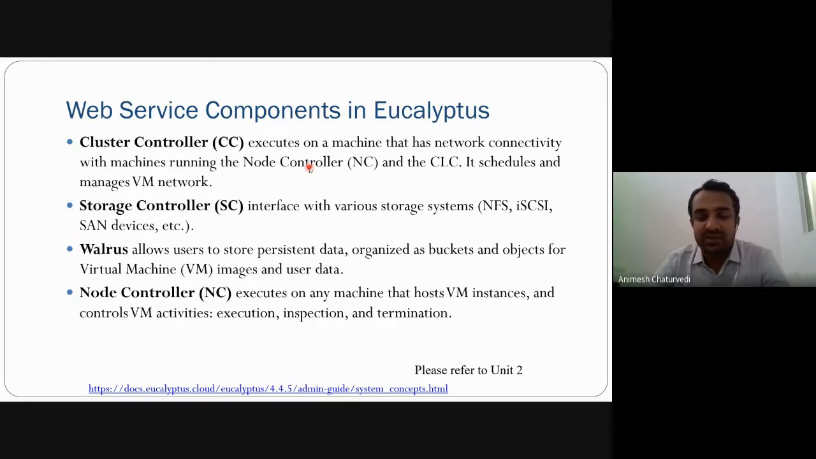Then the node controller is the fundamental entity in this whole set of web service components, which manages a single machine.